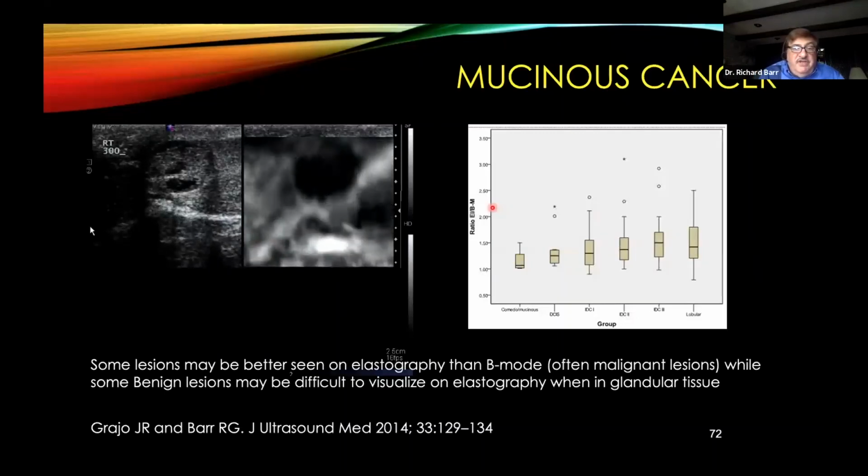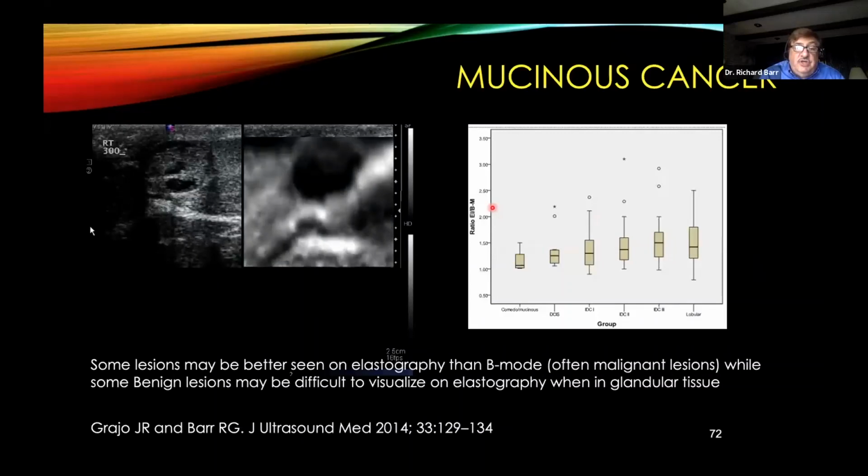This is a video of a mucinous cancer. I showed this for two reasons. One is you can see that the lesion is not very conspicuous on B mode, but we can see it very well on strain. And the reason is that the stiffness of this lesion is markedly different than the background tissue, but the acoustical properties of this cancer are the same as the background tissue.